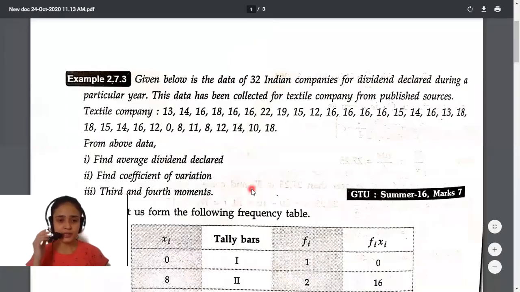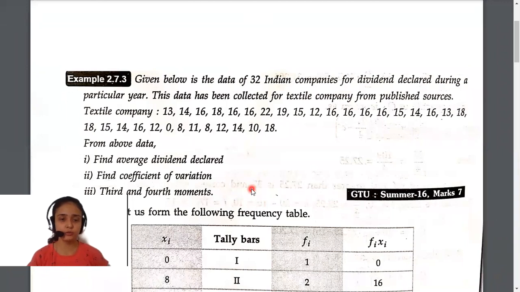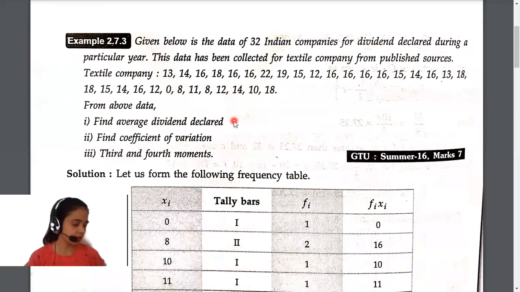Now let's see one mathematical example from unit number 2, which is given in your textbook. Over here it is written that given below is the data of 32 Indian companies for dividend declared during a particular year. This data has been collected from textile companies from published sources. So from the above data you have to find the average dividend declared, the coefficient of variation, and the third and fourth moments. This type of example you have already calculated in your mathematics, so it is an easy one.